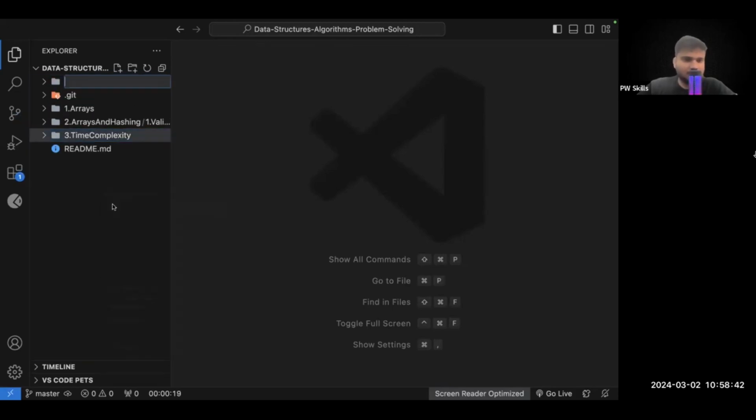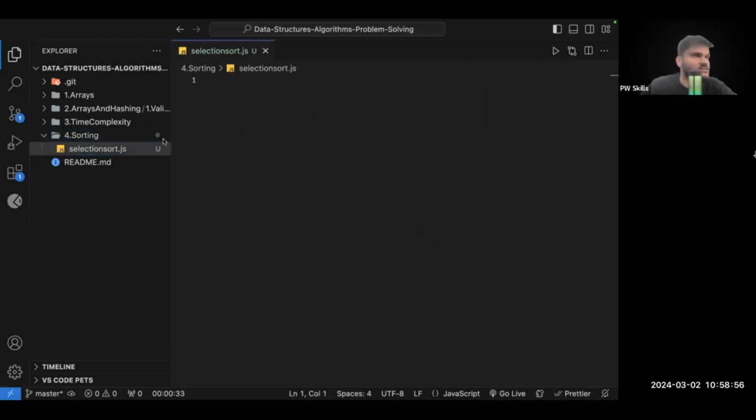Third was time complexity. Fourth is sorting. Selection sort. Make sense? Let's start, guys. Now, let's try to write our algorithm.